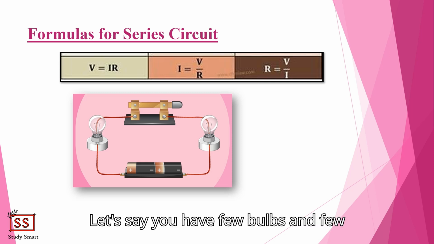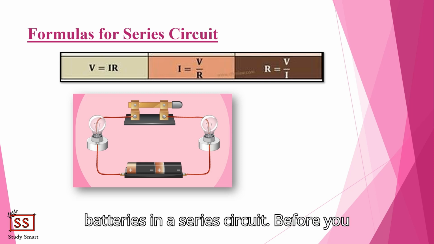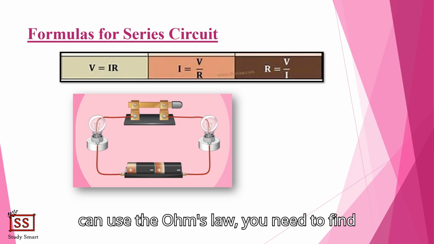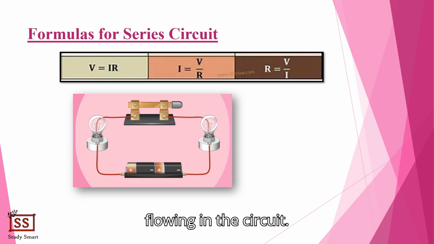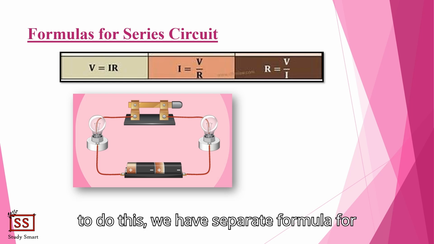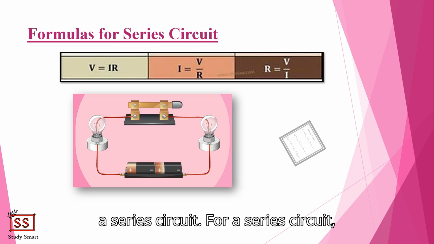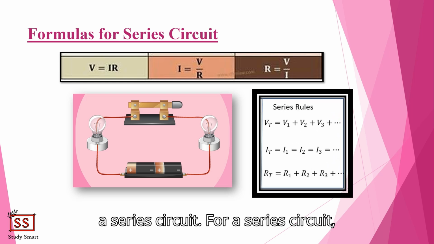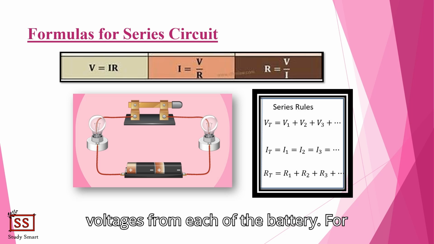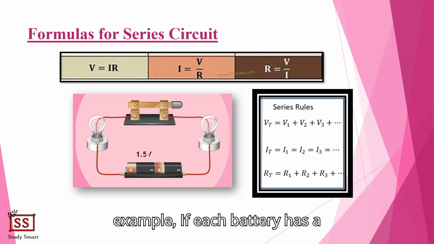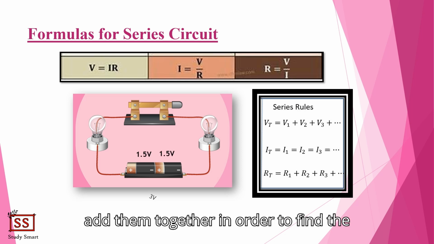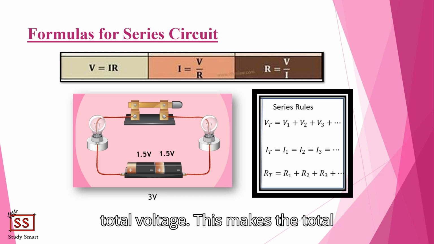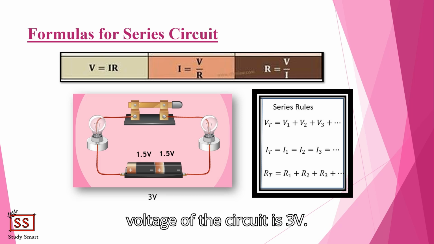Let's say you have a few bulbs and a few batteries in a series circuit. Before you can use Ohm's law, you need to find the total voltage, resistance and current flowing in the circuit. In order to do this, we have separate formulas for a series circuit. For a series circuit, the total voltage is the sum of the voltages from each of the batteries. For example, if each battery has a voltage of 1.5 volt, you can add them together in order to find the total voltage. This makes the total voltage of the circuit 3 volt.